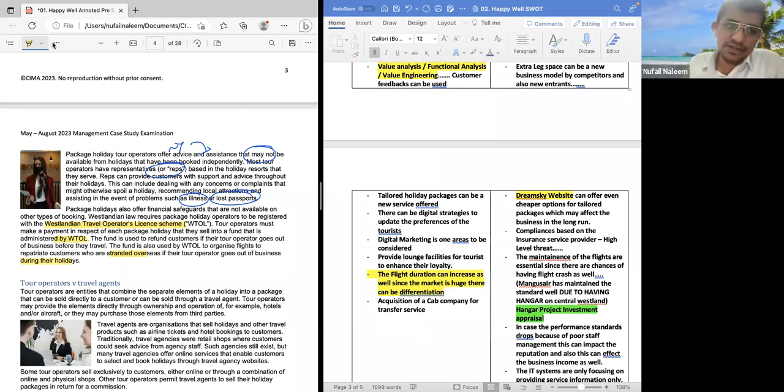So it's a security. So if I'm not mistaken, I'll write down here: accreditation.